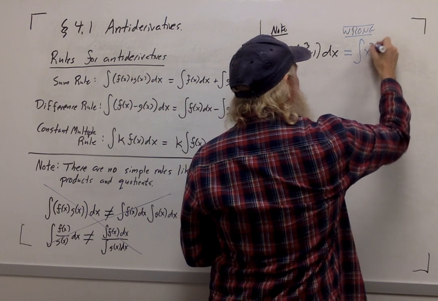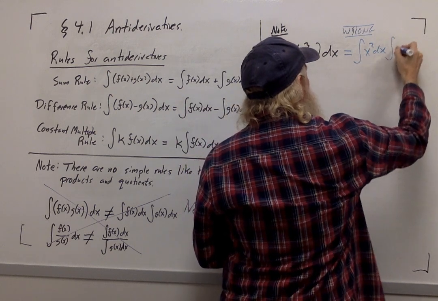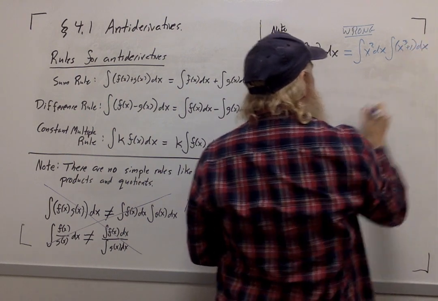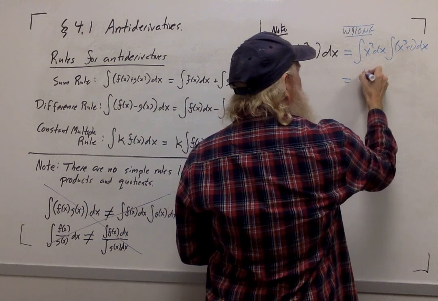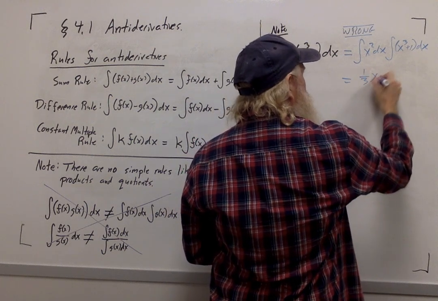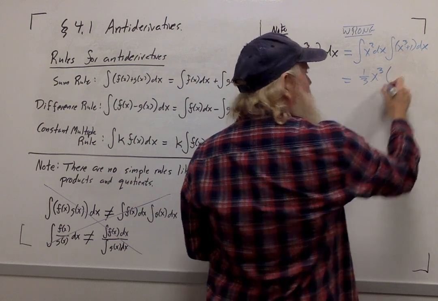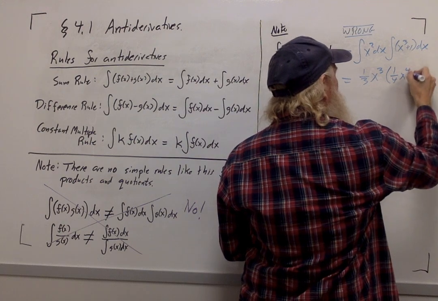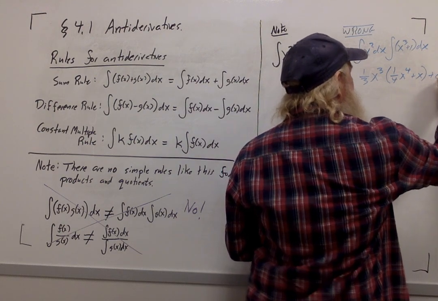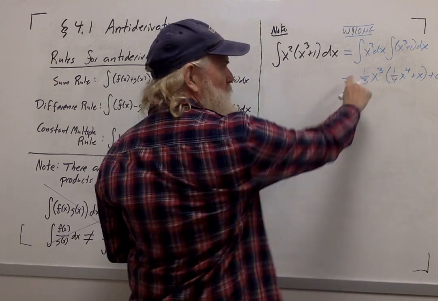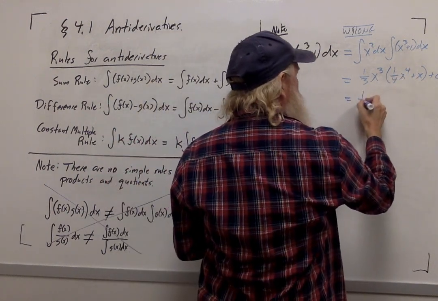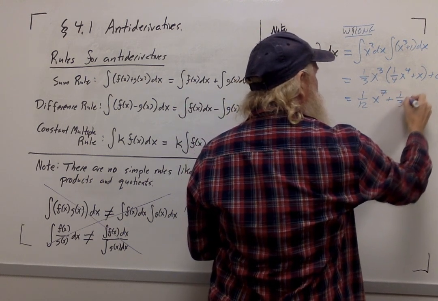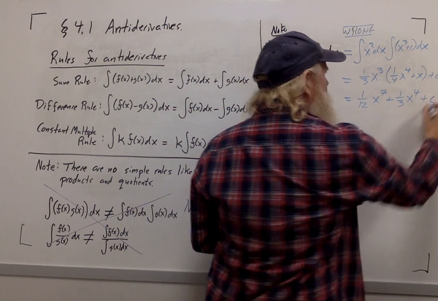People will find the antiderivative of x squared and multiply it by the antiderivative of x cubed plus 1. The antiderivative of x squared is 1/3 x cubed. The antiderivative of x to the third plus 1 is 1/4 x to the 4th plus x. And then you could distribute to get 1/12 x to the 7th plus 1/3 x to the 4th plus c.